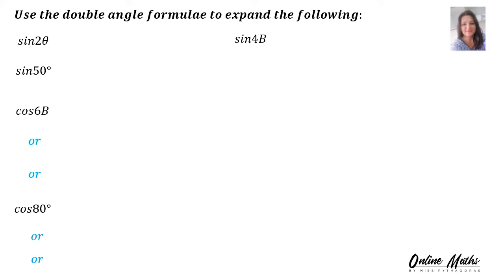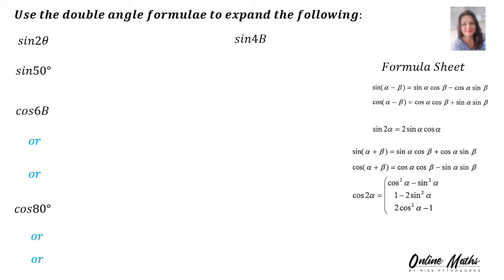Use the double angle formula to expand the following. Again, there's our formula sheet. So let's start with sin 2 theta is the same as 2 sin theta cos theta. Sin 50 is the same as 2 sin 25 cos 25. So please note, if this is the double angle 2 theta, then this is single or half of 2 theta. Now this is the angle 50 and then this is 25 degrees, 25 degrees.